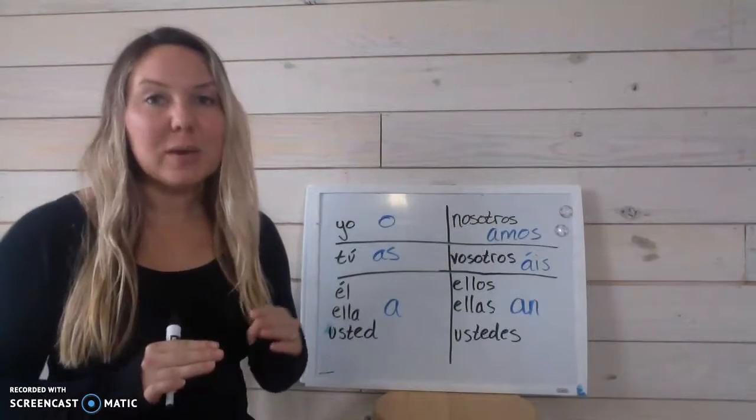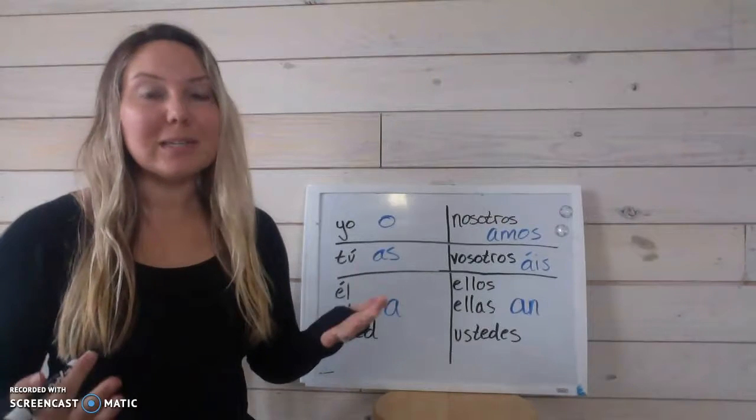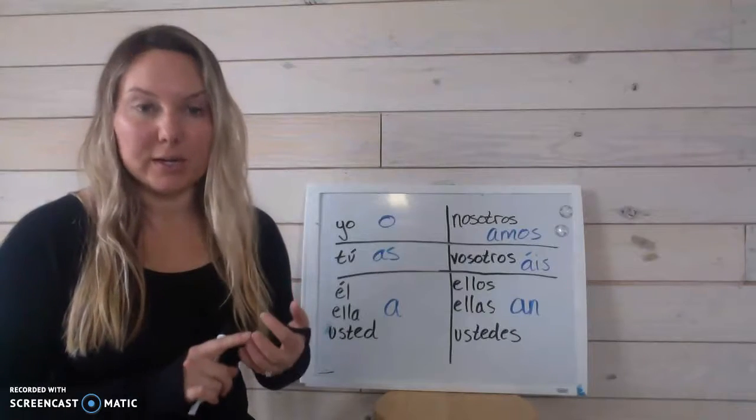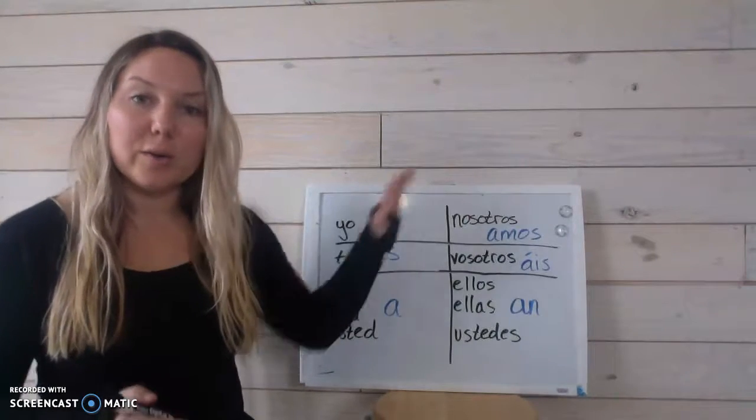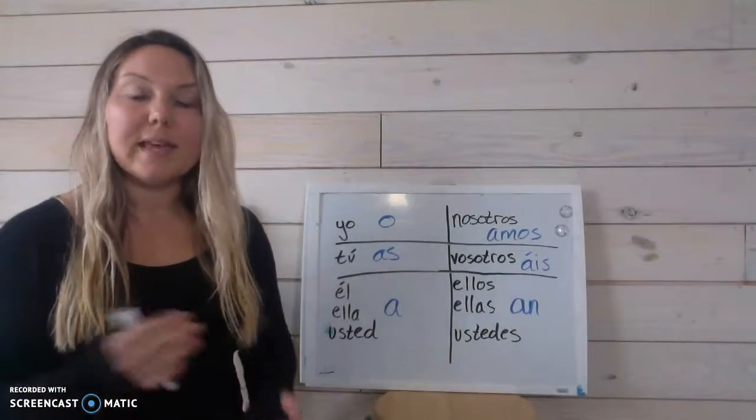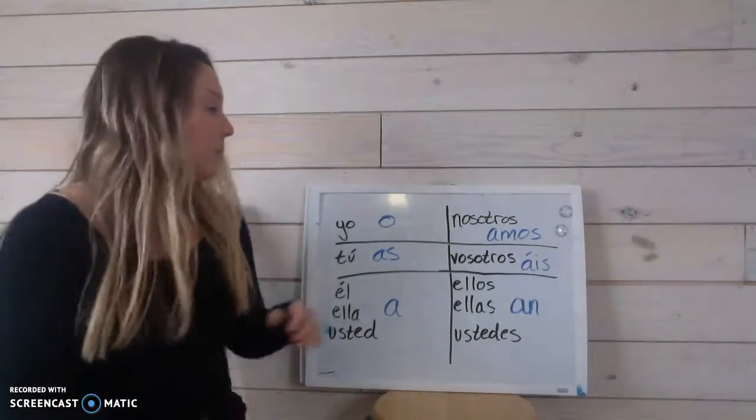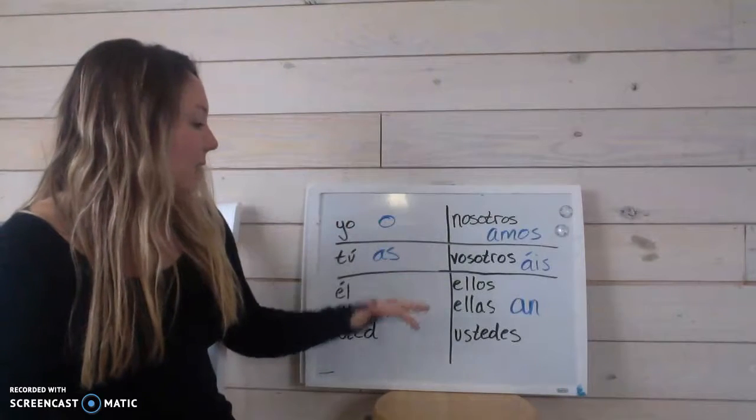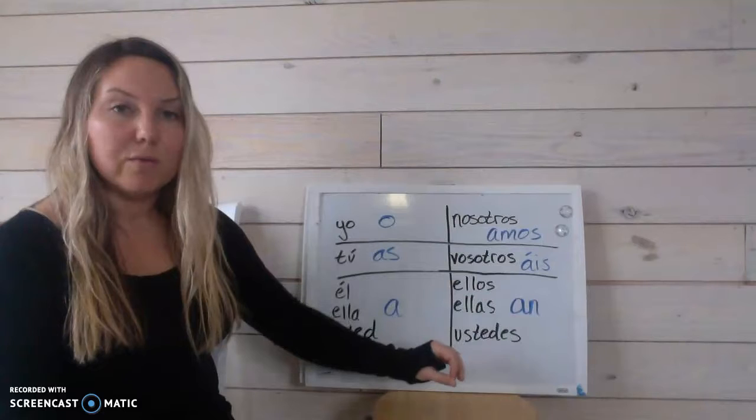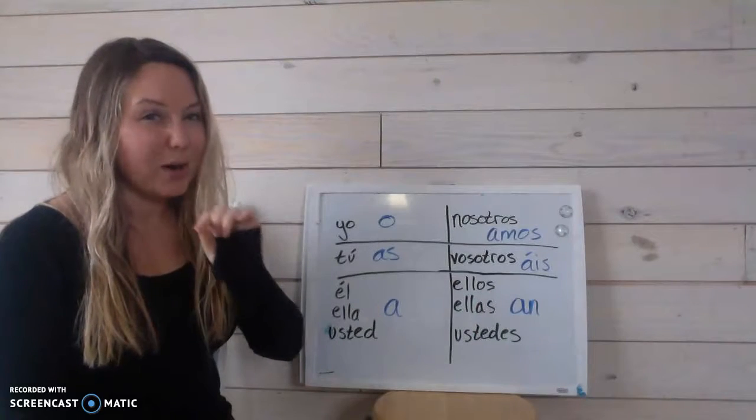I'm just going to do AR verbs because it's really easy once you learn AR verb conjugation to apply the ER and IR verb endings. So notice we have kept our same subject pronoun chart and I have put in the AR endings where they belong. O, as, a, amos, áis, an. This is for all verbs that end in AR and AR only.